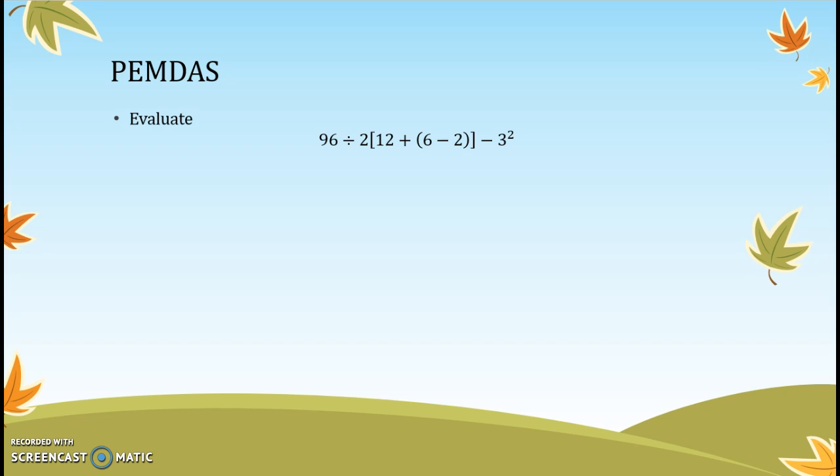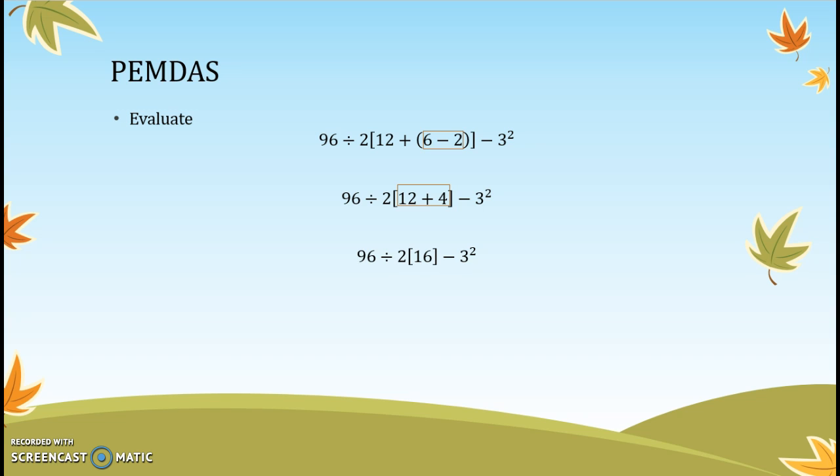96 divided by 2 times the quantity 12 plus the difference between 6 and 2 minus 3 squared. So we need to start with parentheses first, and here I have 6 minus 2. And 6 minus 2 gives me 4, and I get to remove the parentheses, but I still have some items in my bracket, so I need to focus inside my bracket next. 12 plus 4 gives us 16. Everything else is the same.